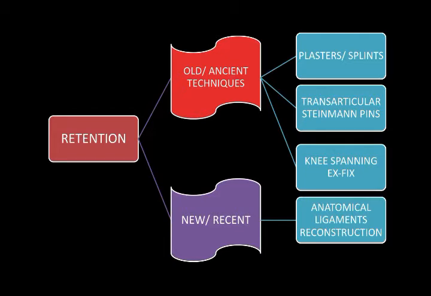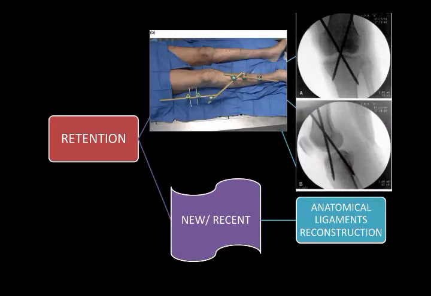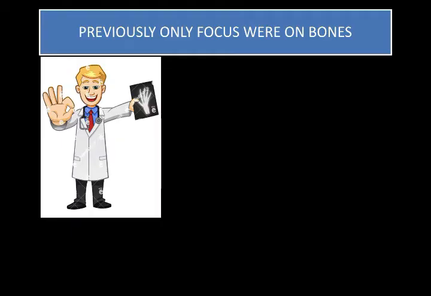So for retention, there are old ancient techniques like plaster and splints, the very inhumane technique, the transarticular Steinmann pins, the knee spanning external fixators. But the new recent trend is towards the anatomical ligaments reconstruction. Previously, the only focus was on bones, and we used to be happy once we reduced the knee joint.